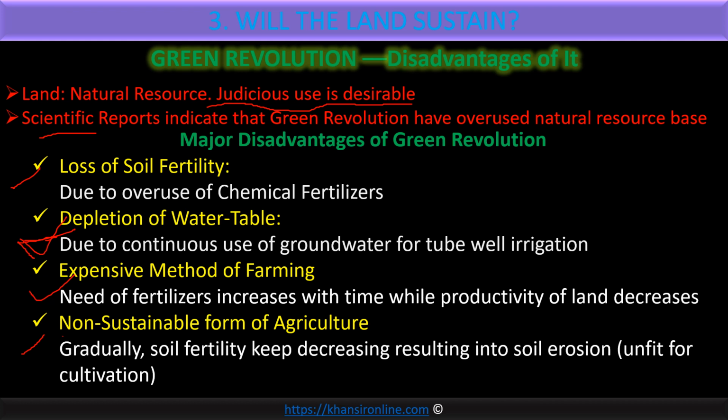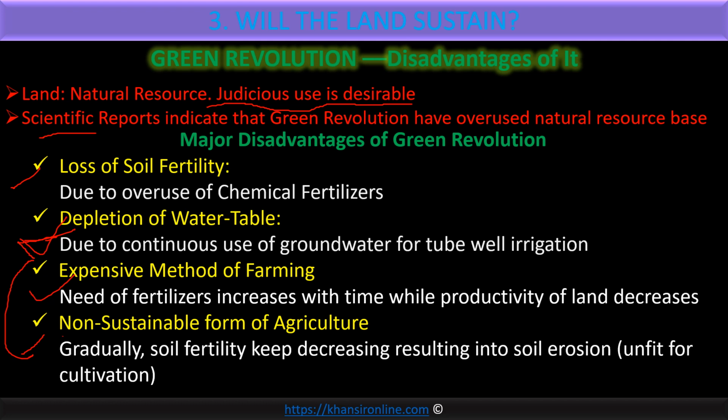The third and the fourth point are almost connected to each other. Ultimately, in the long run, you'll have to stop your farming and you'll have to use the land for other purposes, because your land won't be fit for cultivation, because its fertility would have been spoiled, your water and soil would have been depleted, eroded, or spoiled. So you cannot continue the modern farming method for a long time.